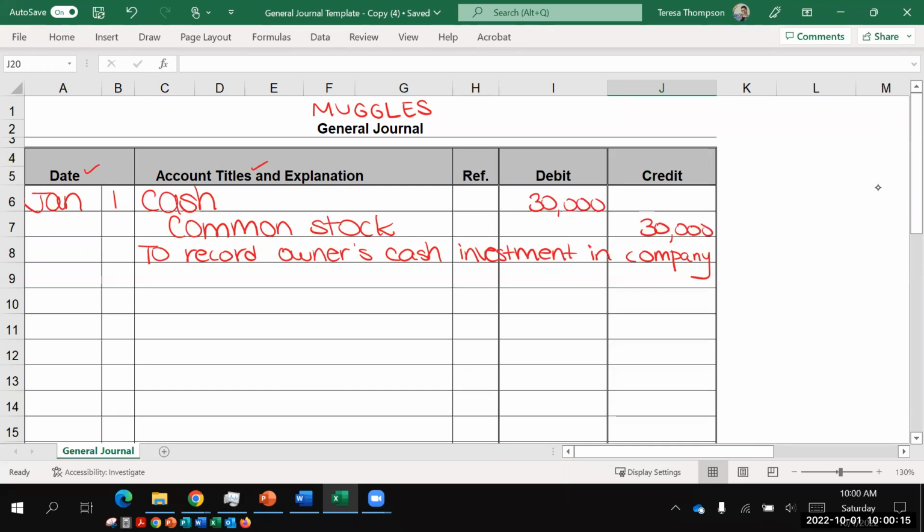Okay, so we said we have to have date, accounts, and explanation. We're going to leave the posting records for just a little bit longer. We'll get there. And then our amounts. Debits have to equal credits. The account being debited comes first. The credit is indented and comes second. Right? So hopefully that helps. Try the rest and then compare to the posted solution file.